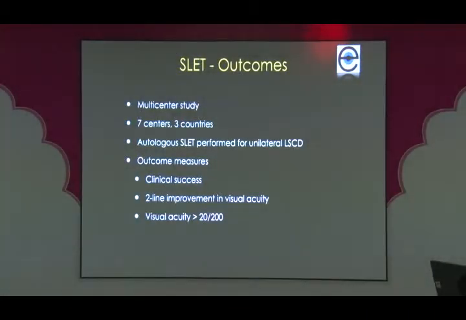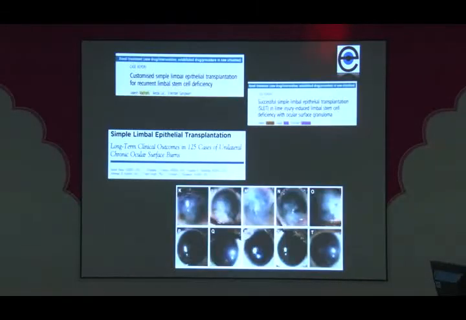So we studied the outcomes in a multi-center study from various groups across the world, and we found that the success rates of SLET are as good, if not better, than the earlier procedures of CLET and CLAU. And this was reiterated by a recent paper by Sayan, a very large case series published in Ophthalmology, where they found similar results, both in ocular surface stabilization and in improvement in visual acuity. Generally, rates are somewhere around 75%. So this is about autologous simple limbal epithelial transplantation from the same patient for unilateral limbal stem cell deficiency.